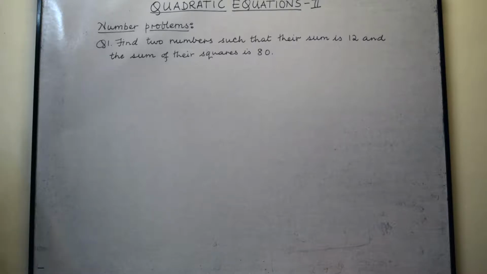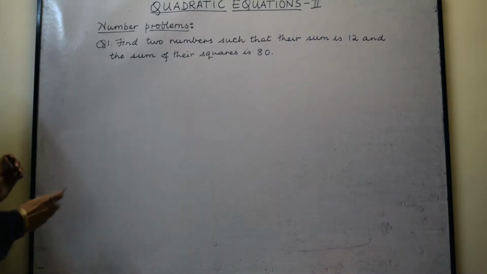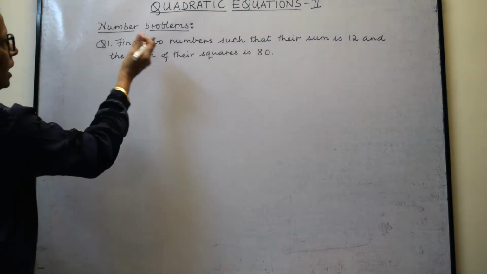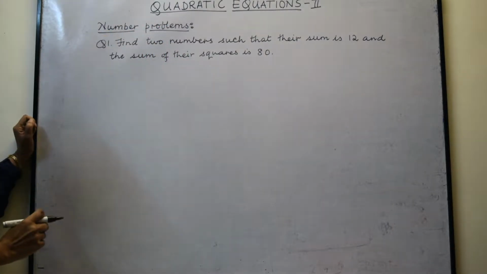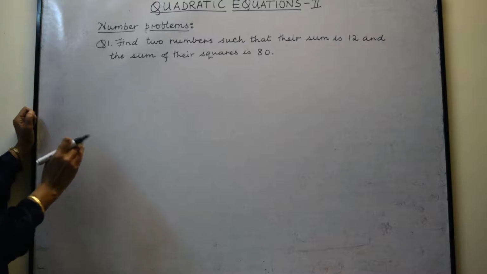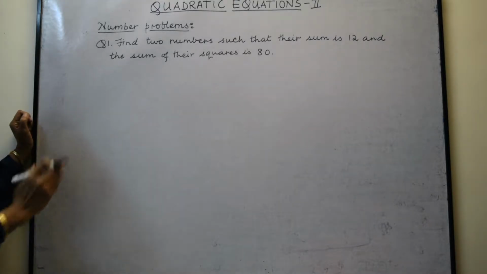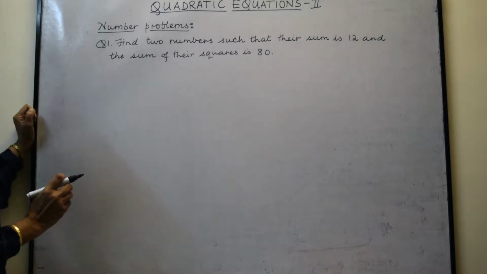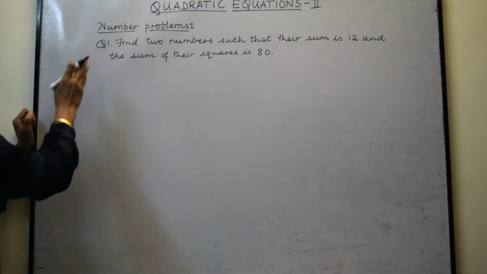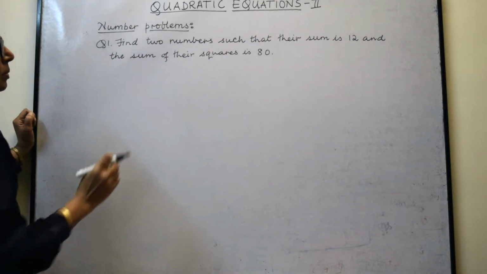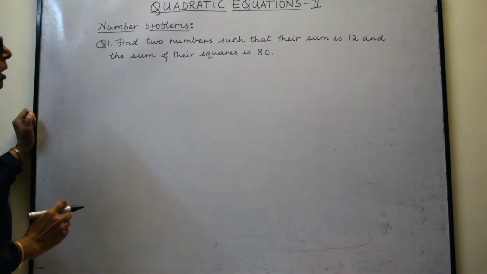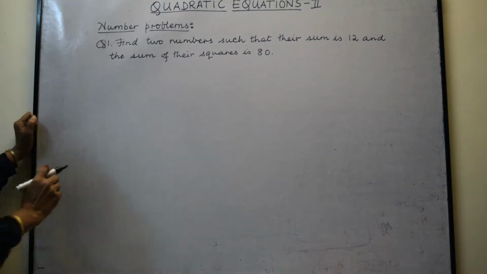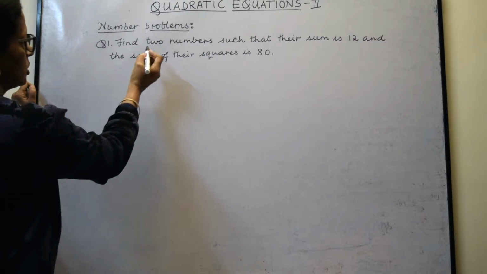And today we are going to learn about quadratic equations, number problems, and these are all word problems. Now, in the earlier video we have seen just the quadratic equations where the highest degree of the variable was 2. Now we are going to convert the word problem into a quadratic equation. In order to do that, let us look at this question.